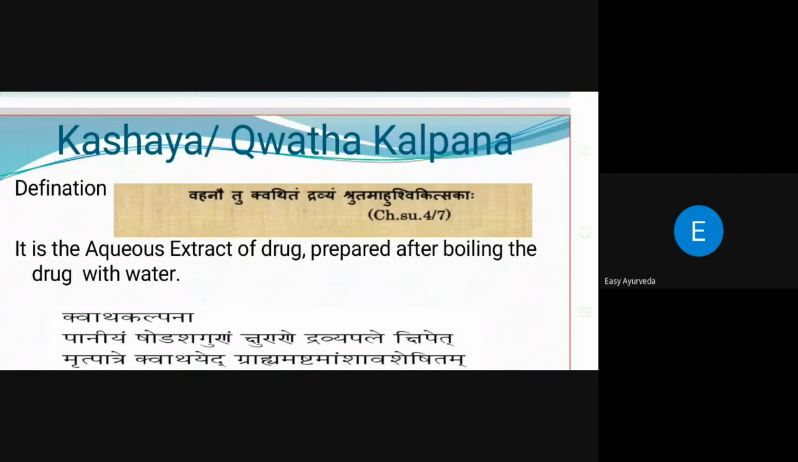That is Vannautu Patitam Dravyam Shrutamahu Chikitsaha. Vannautu Patitam means the dravya which is boiled or cooked on fire, and the material is then taken out. That is, it is an aqueous extract of a drug prepared after boiling the drug in water. Patita means boiling in fire. Dravyam Shrutamahu Chikitsaka, which has been used.